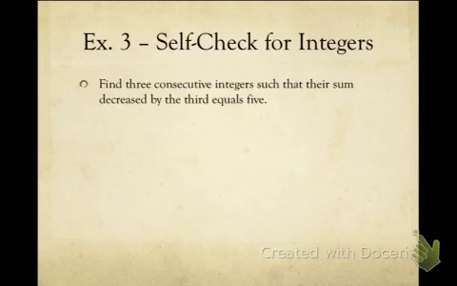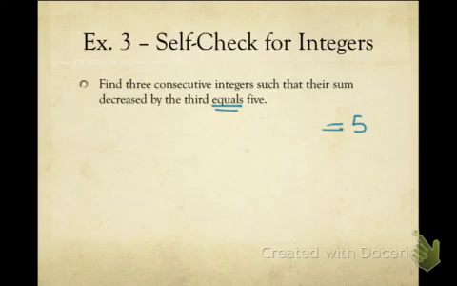All right, we're going to start off. It says find 3 consecutive integers such that their sum decreased by the third equals 5. So again, notice that we don't have the word is here, but we have the physical equals to 5. So we're going to just set up that right-hand side again, and then we're going to know that everything before has to be on the left-hand side.